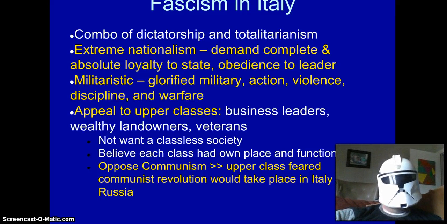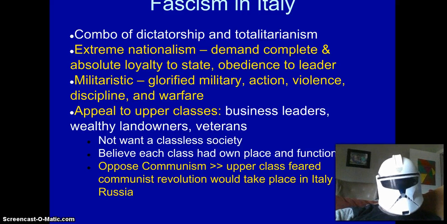They're also militaristic. They like the military. They like going into war. They like the violence, and they like the order that it brings to them. It appeals to other classes because they want to make sure that each class has its place. They want to make sure that it is in order. They don't like the chaos that was ensuing.